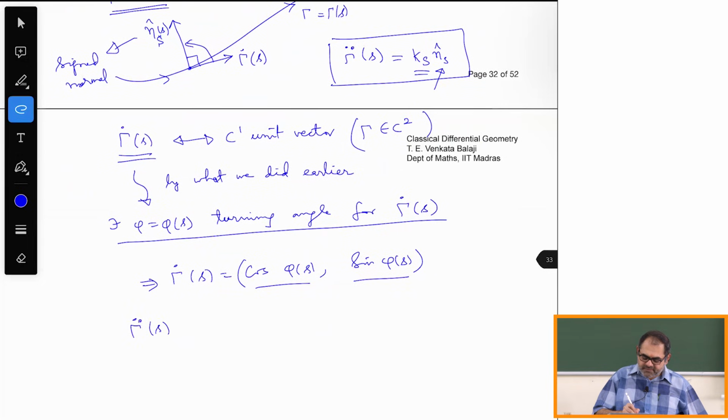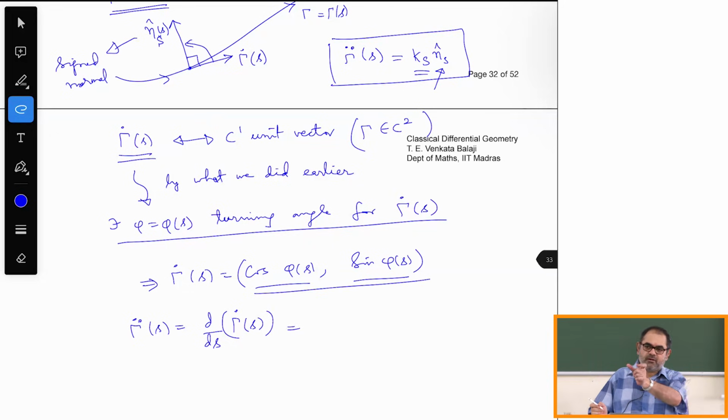Gamma double dot of s, what is it going to be? It's going to be d by ds of gamma dot of s. So I have to differentiate this vector, but differentiation here means you differentiate every component. Okay, so it's component wise. If I differentiate cos phi s, I'll get minus sin phi of s, and then this phi s has to be differentiated. I'll get d phi s by ds, and for the sin phi s, I'm going to get cos phi s.